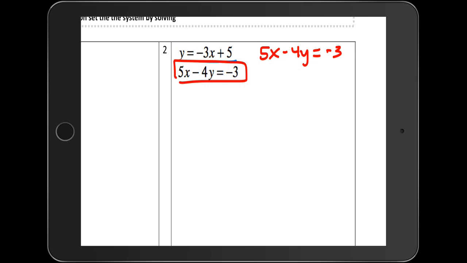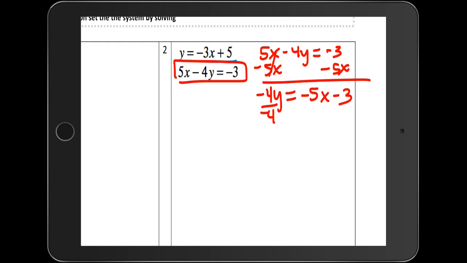If I want y by itself, I should get rid of the x term. Bring down my negative 4y equals negative 5x minus 3. If I want y by itself, I should divide by negative 4. And I get y equals 5 over 4x plus 3/4. Okay, and there I've solved that equation for y.